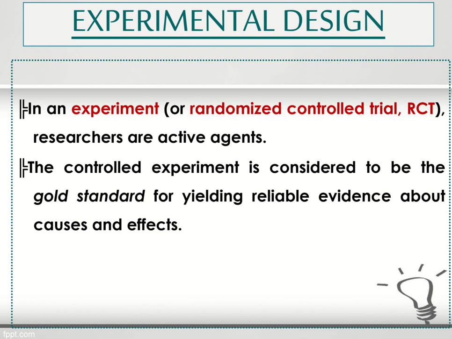Experimenters can be relatively confident in the genuineness of causal relationships because they are observed under controlled conditions and typically meet the criteria for establishing causality. And again, remember that experimental research is concerned with cause and effect relationships. So experiment is also termed as RCT or randomized controlled trial.